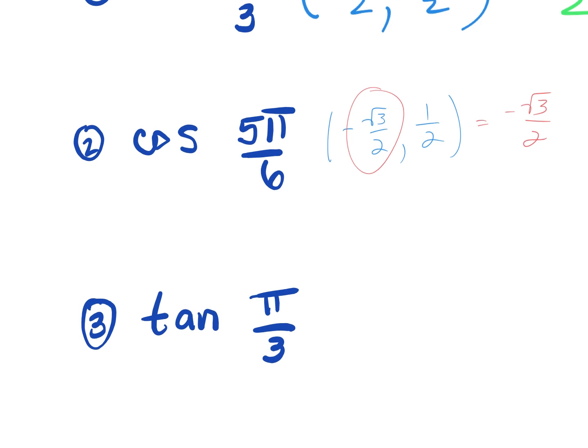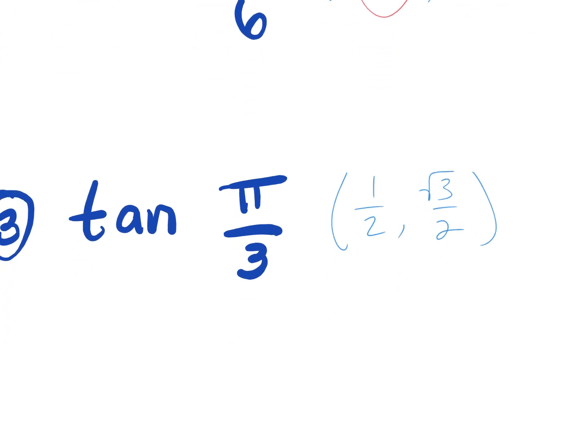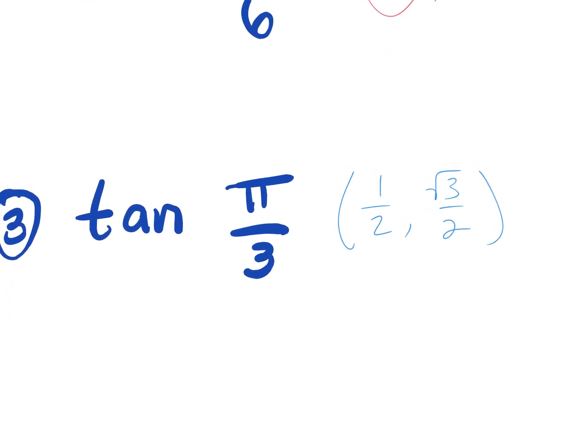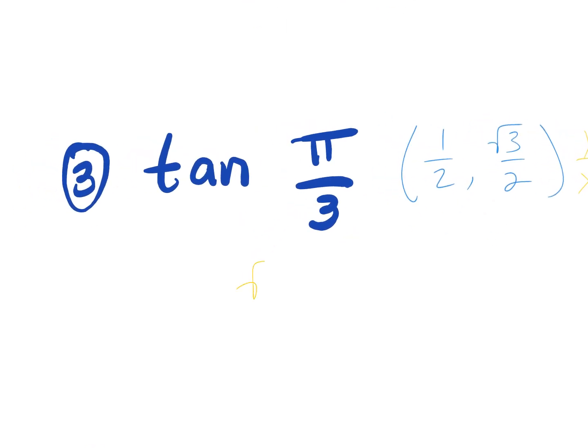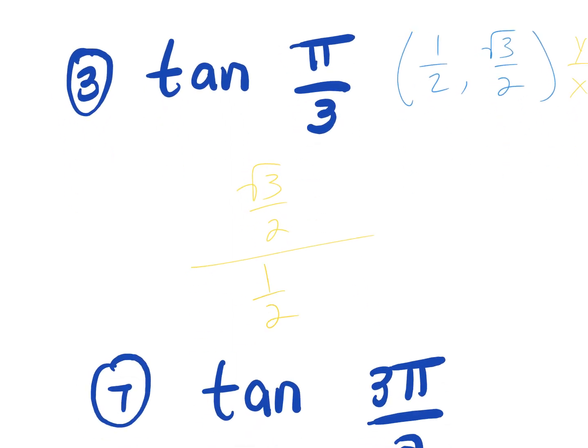If I look for tangent of pi over 3, so what is the ordered pair? You guys tell me, I'm not looking. What is the ordered pair at pi over 3? 1/2, comma, square root of 3 over 2. Now remind me again, guys, what is tangent? It's y over x. So you take the y value, square root of 3 over 2, and you divide it by the x, 1/2. If I have a fraction divided by a fraction, what does that give me? Good. Square root of 3 over 2 times 2 over 1. So what happens?